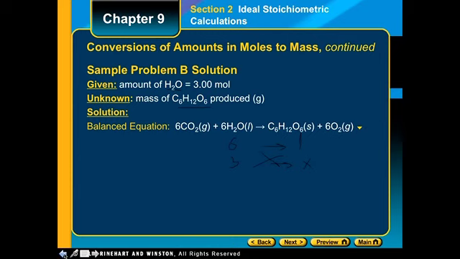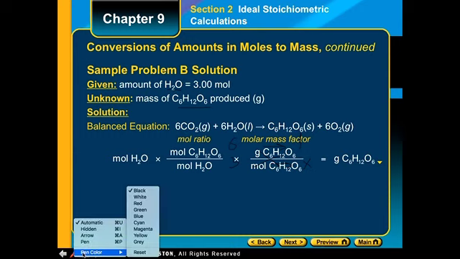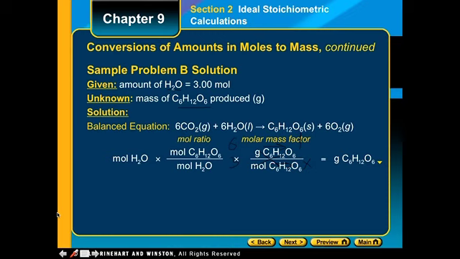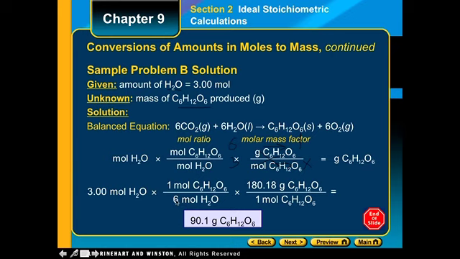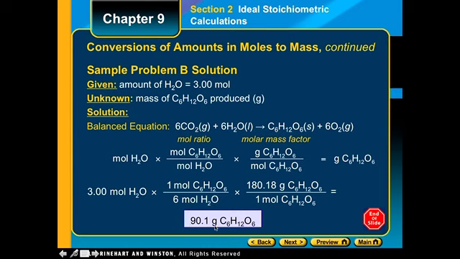Or using the mole factor and the molar mass conversion factor: the moles of H2O times C6H12O6 over H2O, 1 over 6, times the molar mass of glucose, which is 180 and would be given of course, over 1, resulting in 90 grams of C6H12O6.